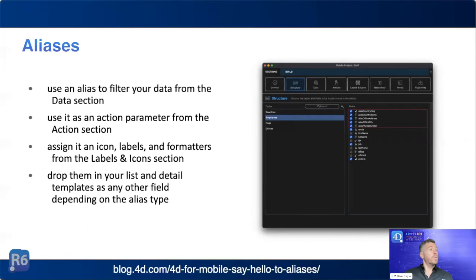And now, with 4D v19 R6, aliases are fully available and ready to use for scalars in your iOS and Android mobile projects as soon as they're defined on the 4D side. Now, with 4D v19 R6, you can display the same mobile screen values anywhere in your database. It's very cool. So write once, use many places.